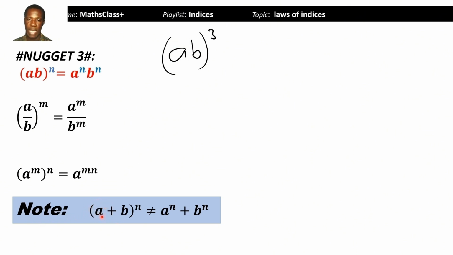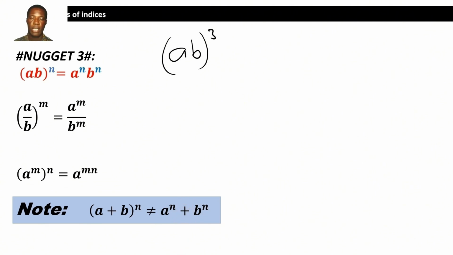This one is a plus b all to the power n. This is not equal to a to the power n plus b to the power n. Take note of that. This one, a, b, they are not multiplying. Even though they become our base, they are not going to give us this exponent. I will illustrate for you to understand better.